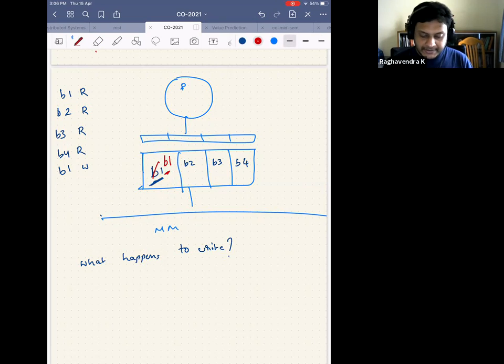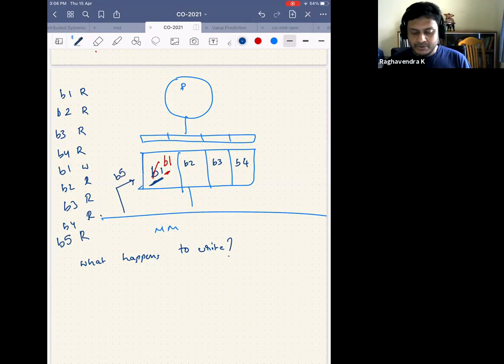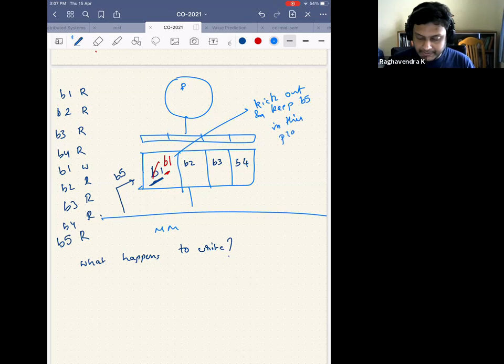Now, let's say the CPU continued its accesses. It generated B2 read, B3 read, B4 read, and then B5 read. So now when you brought B5, and if you had implemented least recently used, you want to kick out this block. So you want to kick out this block and keep B5 in this position. So now, do I write B1 back to main memory or not, is the question. Do I write B1 back to the main memory or not?